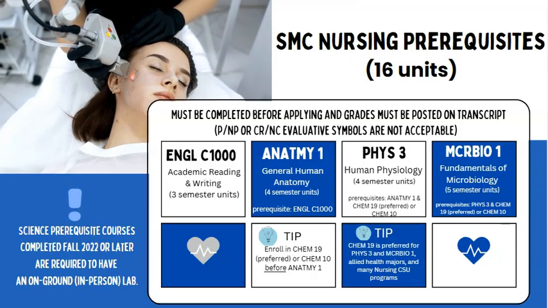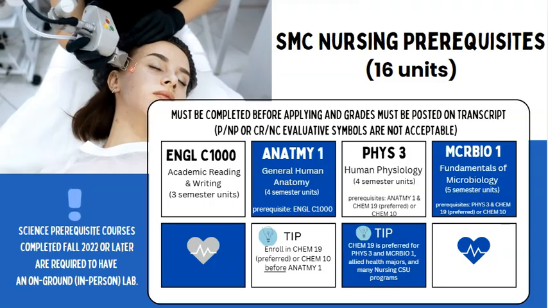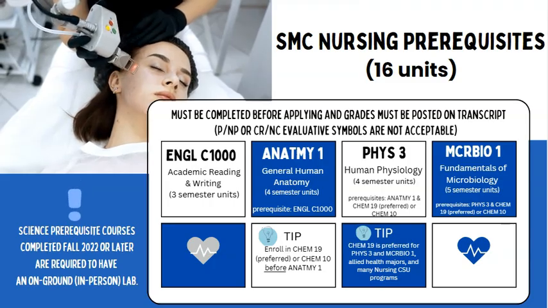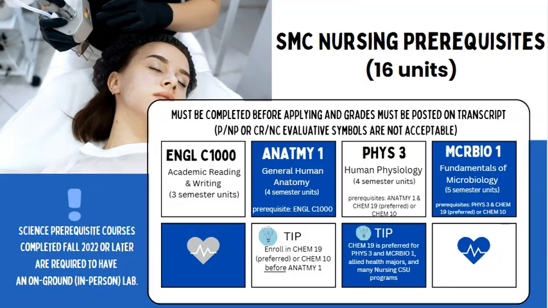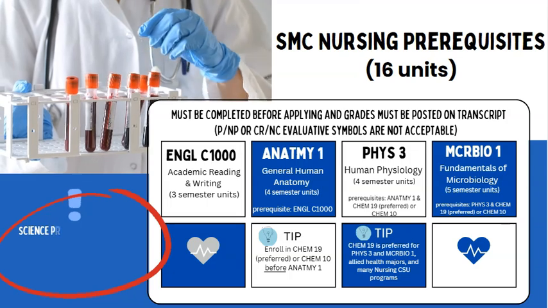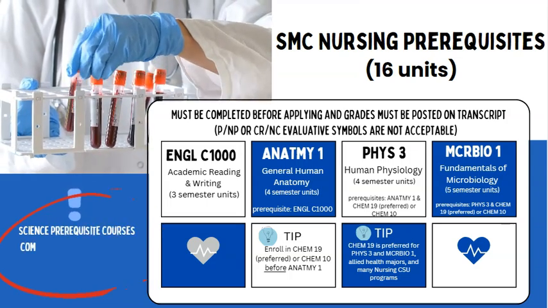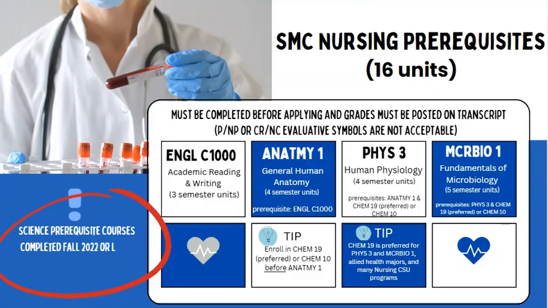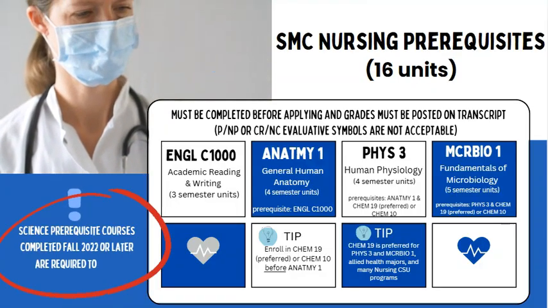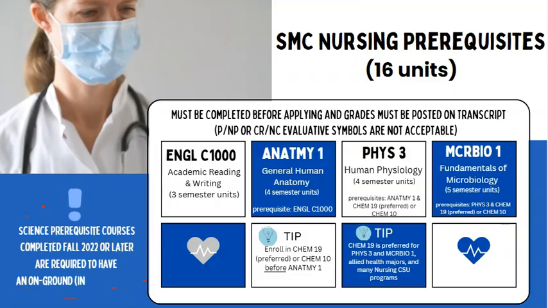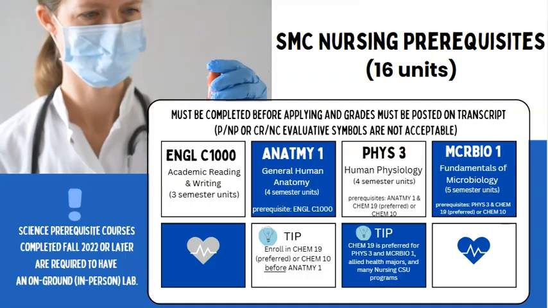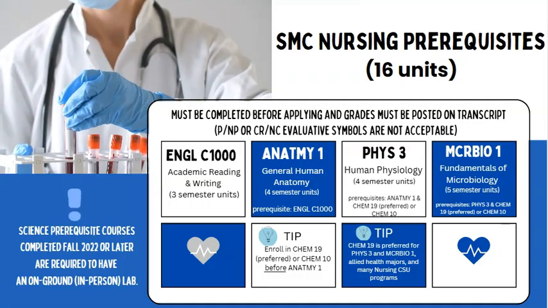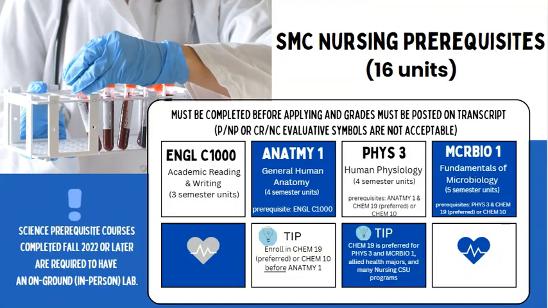So just a disclaimer about online courses. While we recommend students take all their sciences in person whenever possible, we understand your schedule may not permit this. Remember that if you took any courses, and I'm talking any of the 3 science prerequisite courses after fall 2022 or later, post-pandemic, you are required to have an on-ground, which means in-person, laboratory. Hybrid courses are okay if the lecture was online. Labs, however, must be in person, and we ask you to verify this on your nursing application.